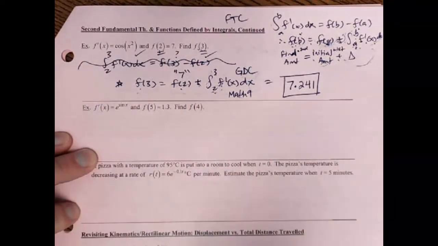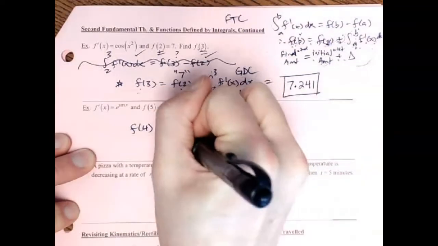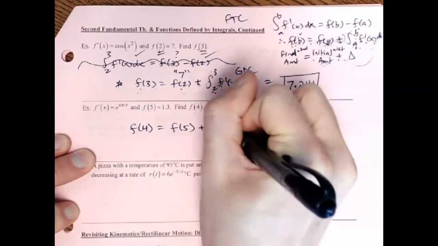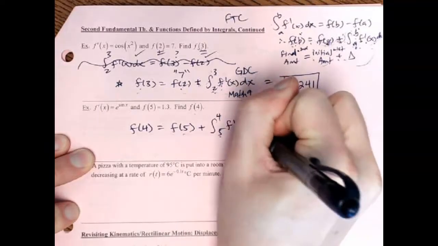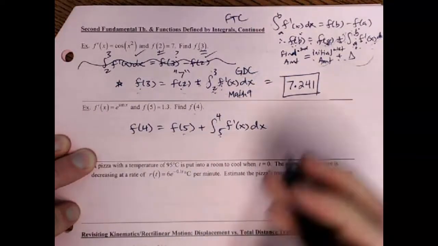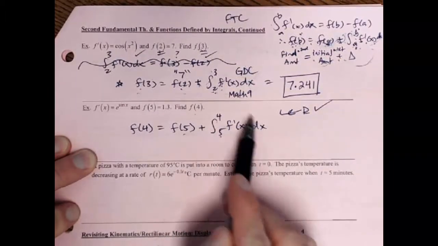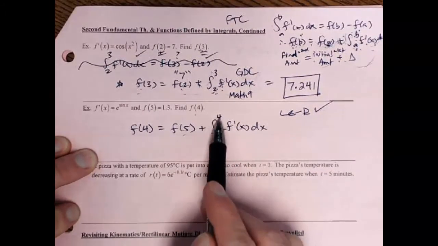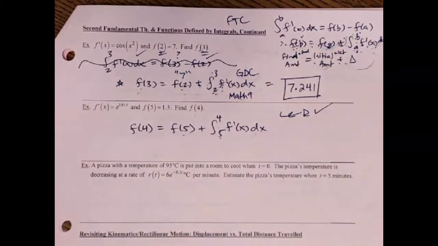Okay, next one. I want f of 4. Let's just start here with this. If I want f of 4, that means I'm going to take f of 5. I'm going to add in the integration from 5 to 4. And of course, the thing that you're going to integrate is the derivative. The fact that this is right to left, it doesn't matter, right? It's still going to work. The negative will be built into the function. Since this is right to left, when I do the math 9, this is already going to have the negative built in.